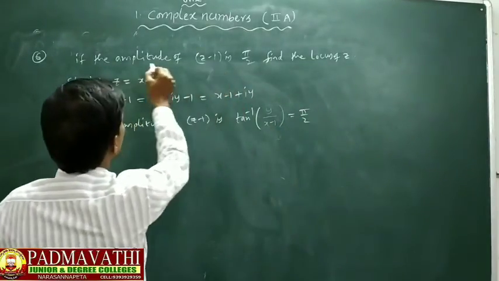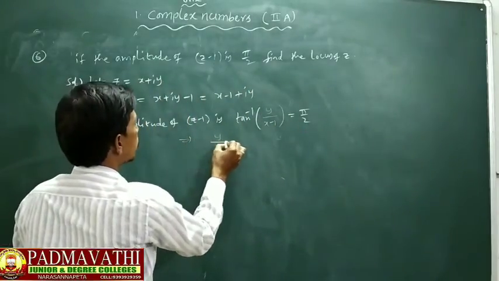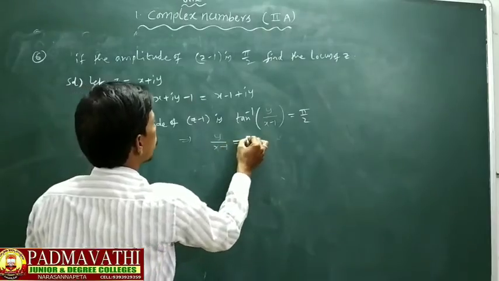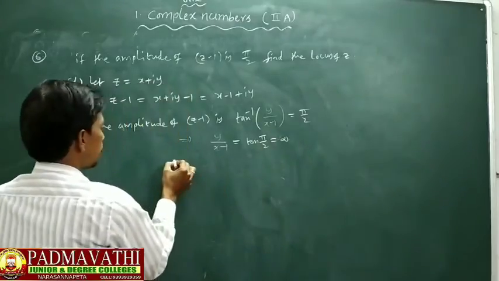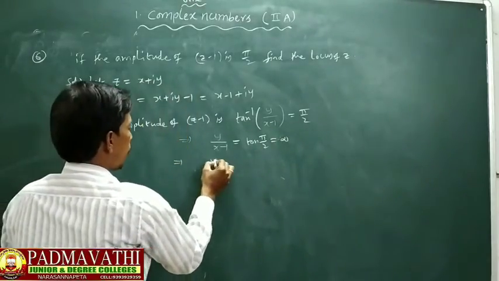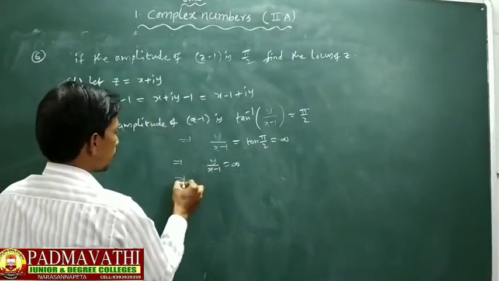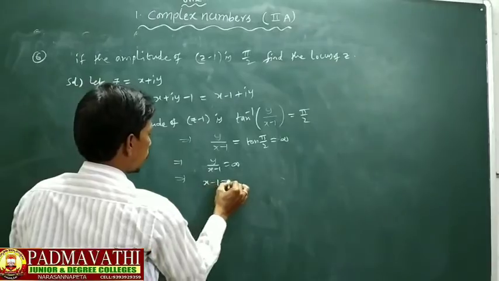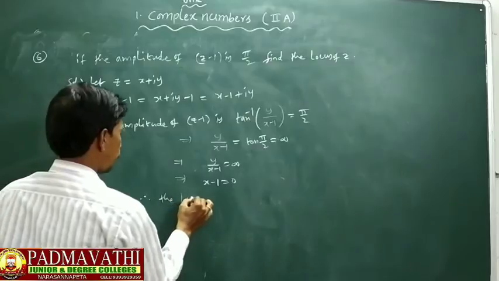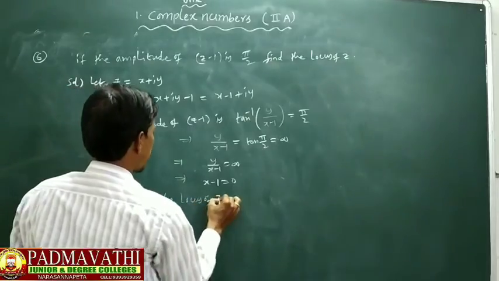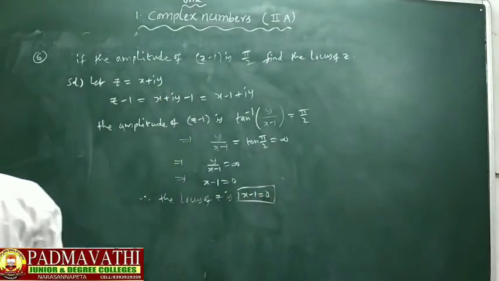It is given that the amplitude of z − 1 is π/2. So that implies y/(x − 1) = tan π/2. Tan 90° is infinity. So y/(x − 1) is infinity, so the denominator is 0. That implies x − 1 is 0. Therefore the solution, the locus of z is x − 1 = 0. Now the next problem.